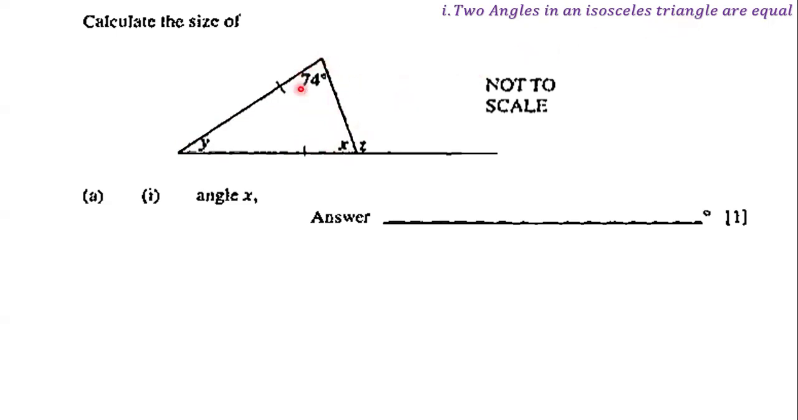And so since we know that the size of this angle is 74 degrees, we know that the size of angle X is going to be 74 degrees because two angles in an isosceles triangle must be equal. And we already know that one is 74. So that means that the other one, which is another base angle, is going to be 74 degrees as well. So the size of angle X is 74 degrees.